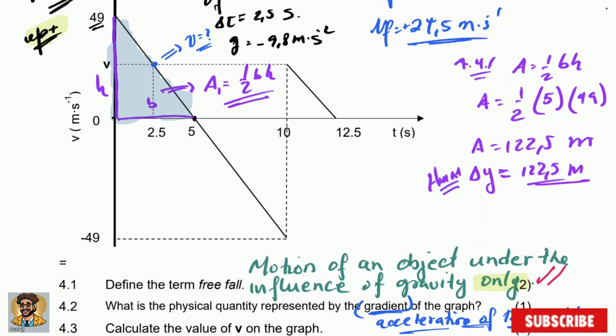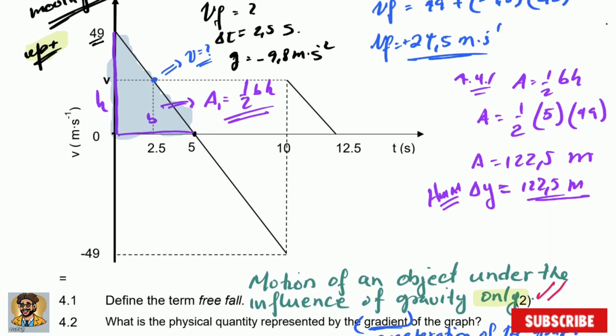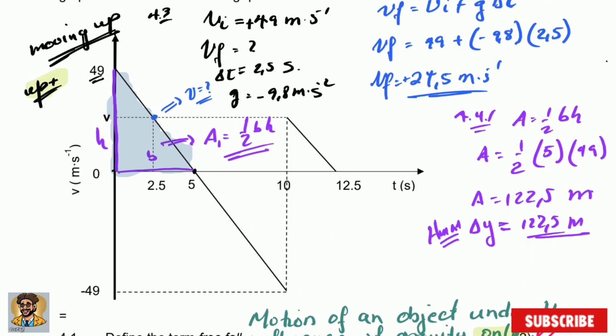Now the next question is the same. Calculate the magnitude of the displacement of the projectile after 12.5 seconds. So they want to know the displacement, or the maximum height, after the first bounce. It's the same, so here we're going to use the area under the graph. This one is half base times height.